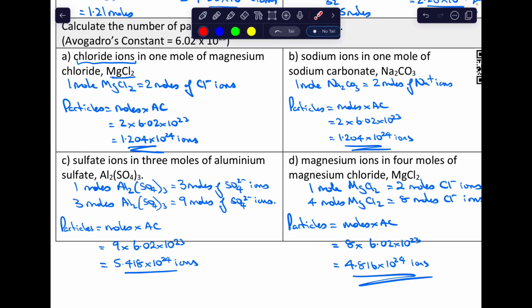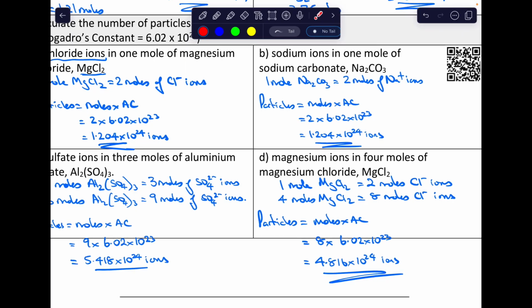The ones that are trickier are, as you can see here, we want to do 3 moles of this aluminium sulfate. So if we look at 1 mole contains 3 moles of this sulfate. This is the sulfate here. So therefore, if I have 3 moles, like the question asked me, I've got to do 3 times that 3, so I've got to get 9 moles here. So that means 9 is the factor I've got to multiply by.